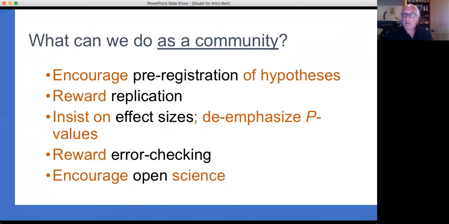We should reward replication of studies from other scientists. We should insist in publications of having effect sizes and not just p-values. We should reward error checking. We should reward people who go and look at other studies to try to verify their results. And we should encourage open science, publishing our data, publishing our analysis code so that we can understand when mistakes have been made and try to replicate in that way.